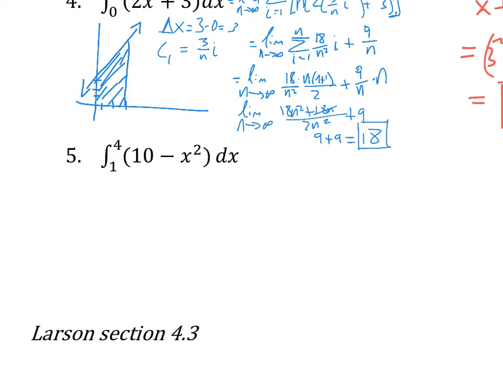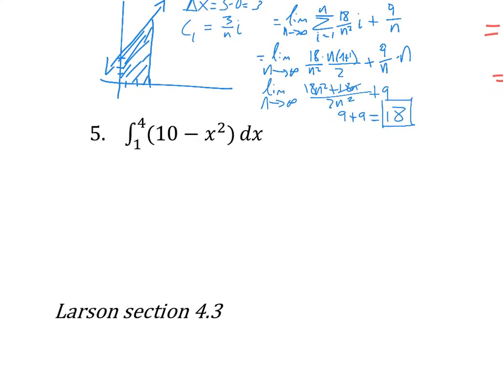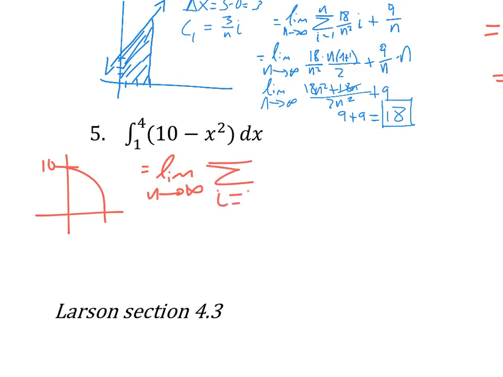One more here. This one's going to be a little more work because of the squared there. All right. So 10 minus x squared. So this looks like this. Parabola goes up to 10. Okay. And so we're going to have the limit as n goes to infinity of the sum i equals 1 to n.